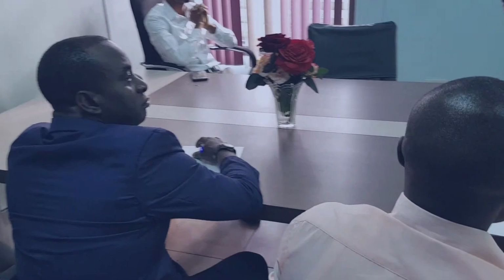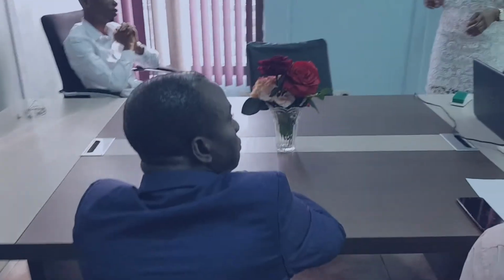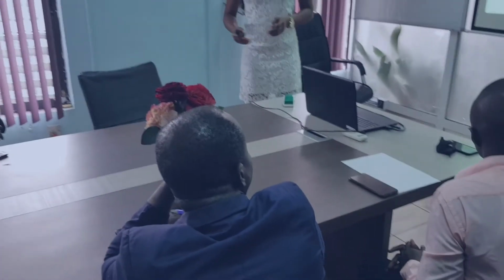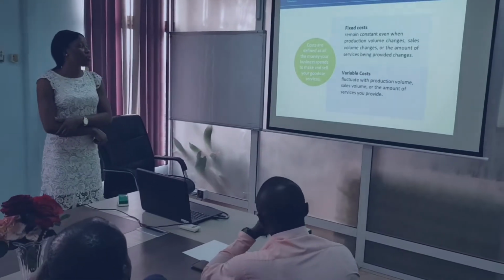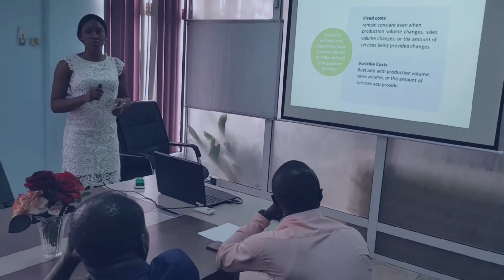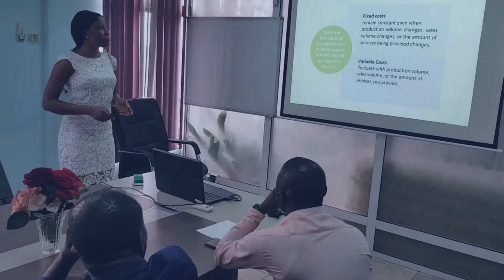The fixed cost remains constant even when production volume changes, sales volume changes, or the amount of services being provided changes. Examples of fixed cost are your rent and salaries. Once you negotiate salaries, that cost cannot be changed. Even if production goes down or up, your rent cannot be changed. Then the variable cost fluctuates with production volume, sales volume, or the amount of services provided.